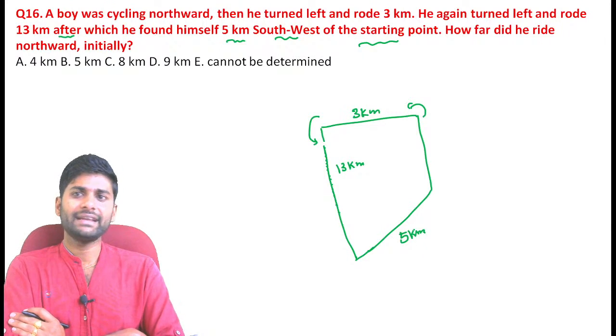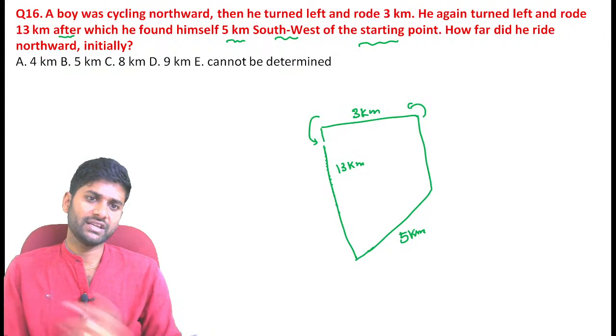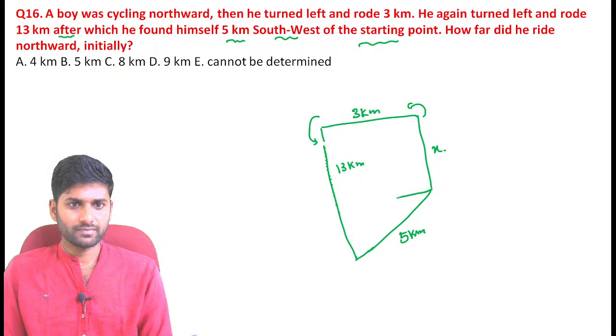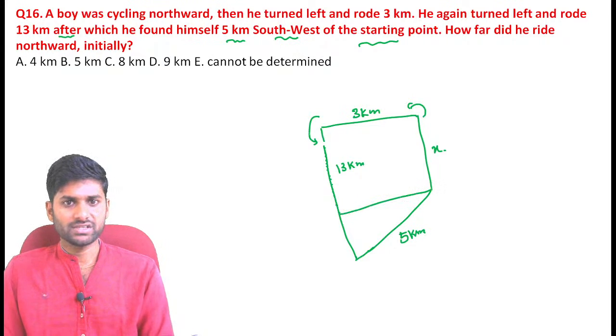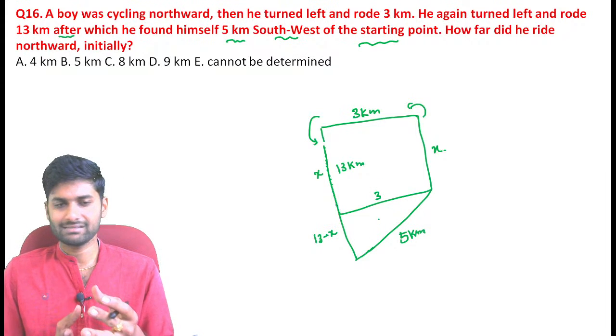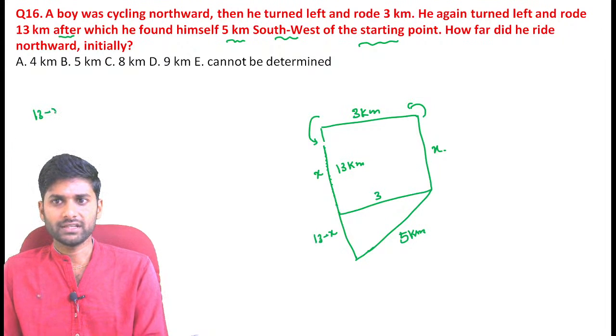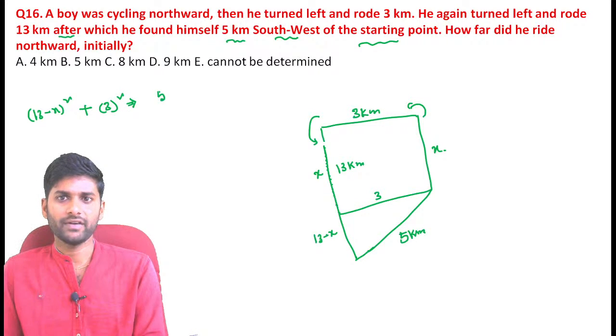Now, how far did he ride northward initially? Meaning, what is the distance for this x1? Take it as a particular part here. This is the entire part of 13 kilometers. Assume this is x and definitely this is 13 minus x. We already know this is 3 and this is 5. It is exactly a right angle triangle. Use the Pythagoras theorem. So (13 minus x) whole square plus 3 whole square is exactly equal to 5 square.